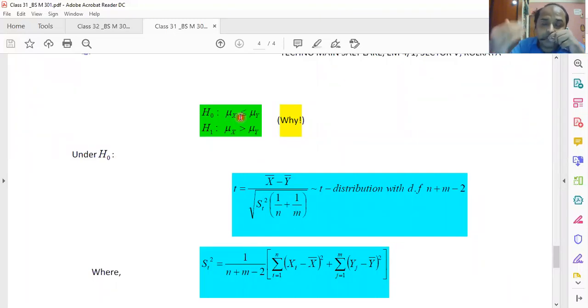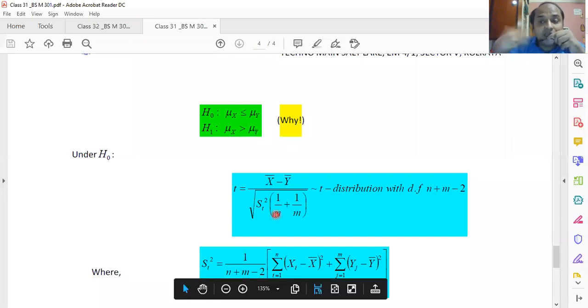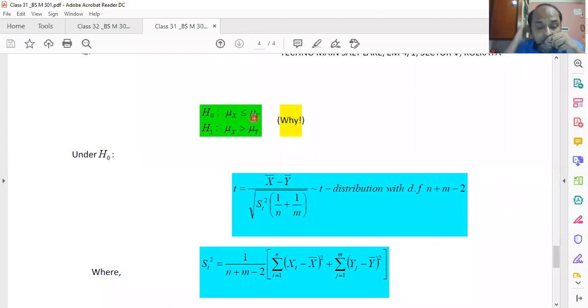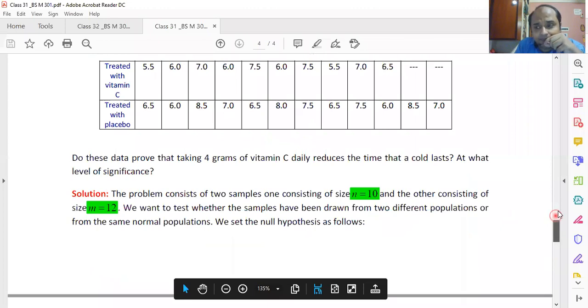I told you earlier that the equality sign should always be included in the null hypothesis, because the statistical tool which you are using, this formula, has been deduced under the null hypothesis. So if you do not include the equality symbol, you cannot use this formula. Actually, since I am writing mu x less than or equal to mu y, let me show you something. First of all, you will understand.